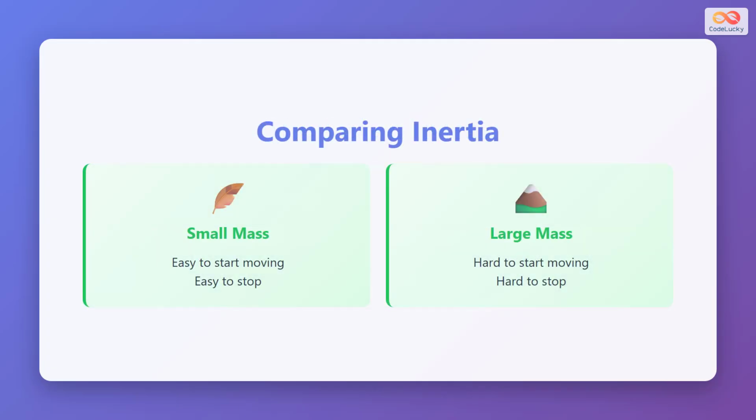Let's compare objects with different masses. Objects with small mass, like a feather, are easy to start moving and easy to stop. On the other hand, objects with large mass, like a boulder, are hard to start moving and equally hard to stop once they're in motion.